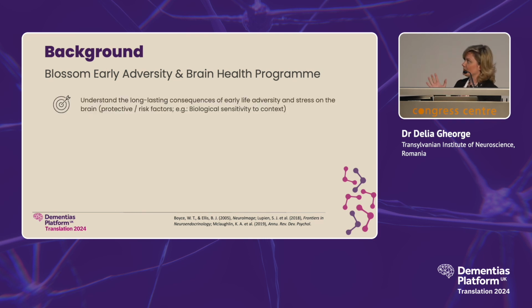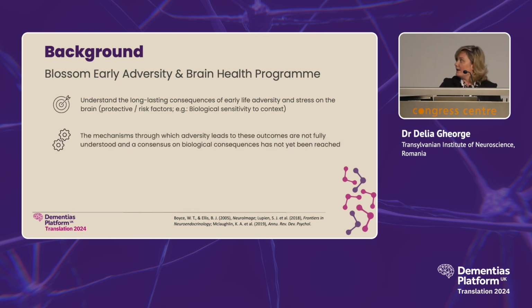With respect to the brain, our overarching aim is to understand the long-lasting consequences of adversity and of stress in general on the brain and on the aging brain as well. What are the protective factors, what are the risk factors, and really tapping into known and important theories that are yet to be demonstrated, such as the biological sensitivity to context theory, which really talks about a genetic predisposition towards stress reactivity, a certain kind of stress reactivity, which then might influence your neurodevelopment. And really, at the core of our program is to understand the mechanisms through which adversity might affect the brain.